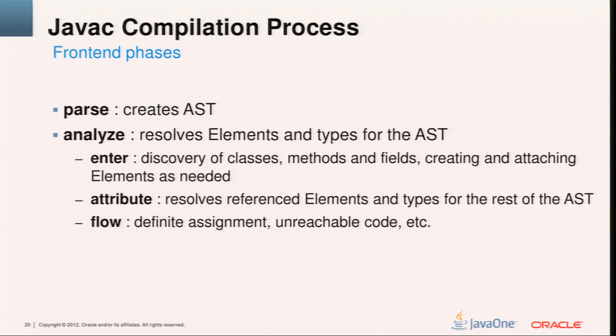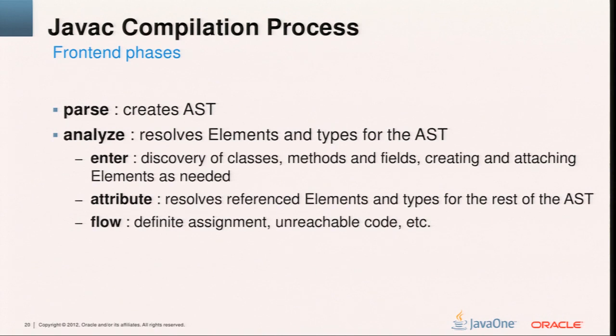The first is enter. It basically finds out what classes are in the source code, what methods are in the source code, and so on, and creates the element models for these. Then there is the attribute subphase, which goes through the whole AST and attaches the elements and types in all places, resolves which methods are called at specific places, and so on.